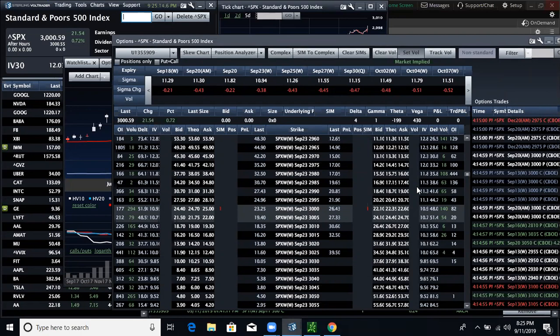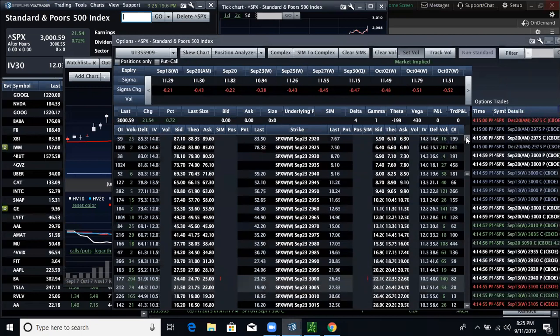So now, two ways I will set up a butterfly. I'll do the entirety of the broken wing butterfly, or sometimes I'll just do a partial iron fly. So I'm buying my straddle for $47. That's $50 wide. So now I'm going to look at, let me set some implied volatility here. And part of it is just figuring out where I want stuff.